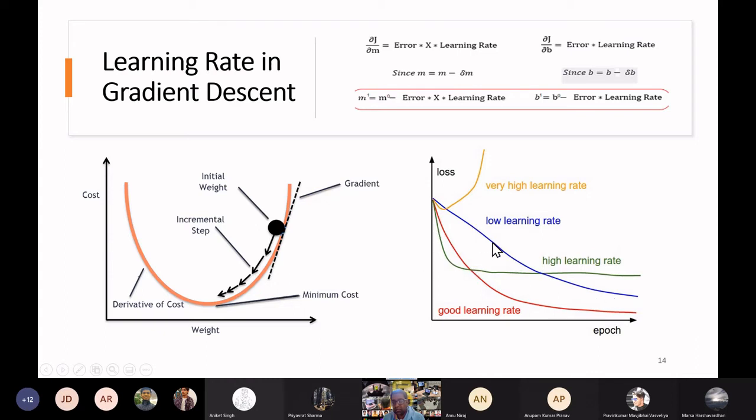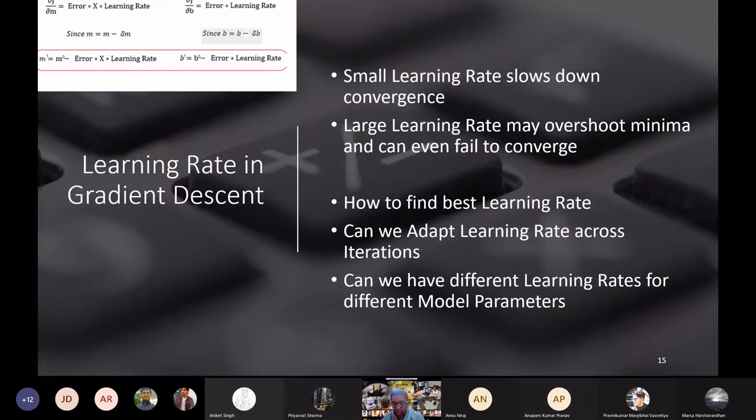So a low learning rate slows down the convergence. A very high learning rate may fail to converge, while a high learning rate can converge to a wrong value, or may not reduce the error function adequately, while a good learning rate will reduce the error function gradually, and then finally it will converge to the minimum value. So a small learning rate, summarizing, slows down convergence, while a large learning rate may overshoot minima and can even fail to converge, as we saw in the yellow line in the previous figure.